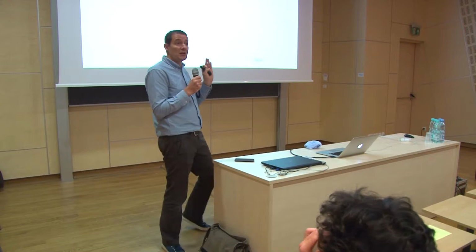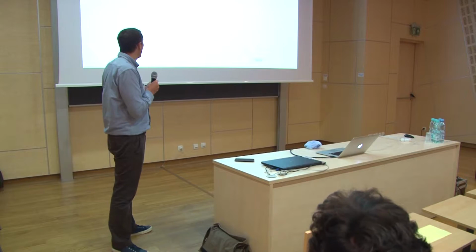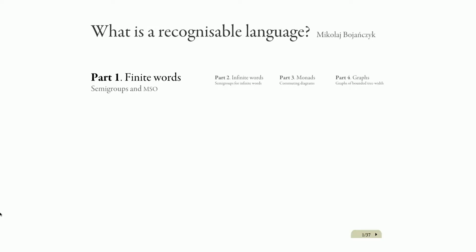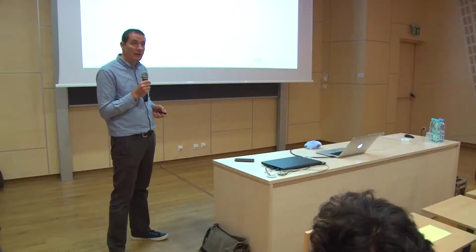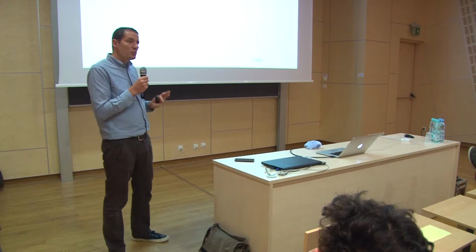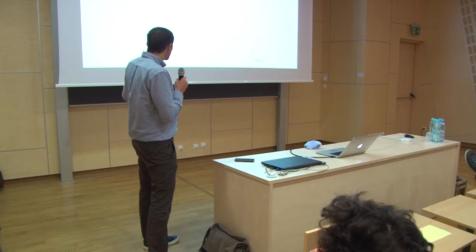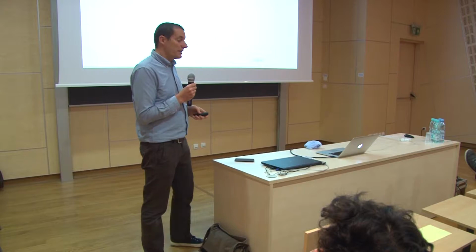So the lecture will have four parts, which should correspond to the four units, but maybe they will spill out. The first part, which is now, is going to be about finite words, and in this case the algebras are going to be semigroups or monoids. It's essentially the same thing, so I will probably use one word or the other and forget about the difference. And the important application is going to be MSO, as in Moshe's. That's going to be the first part.